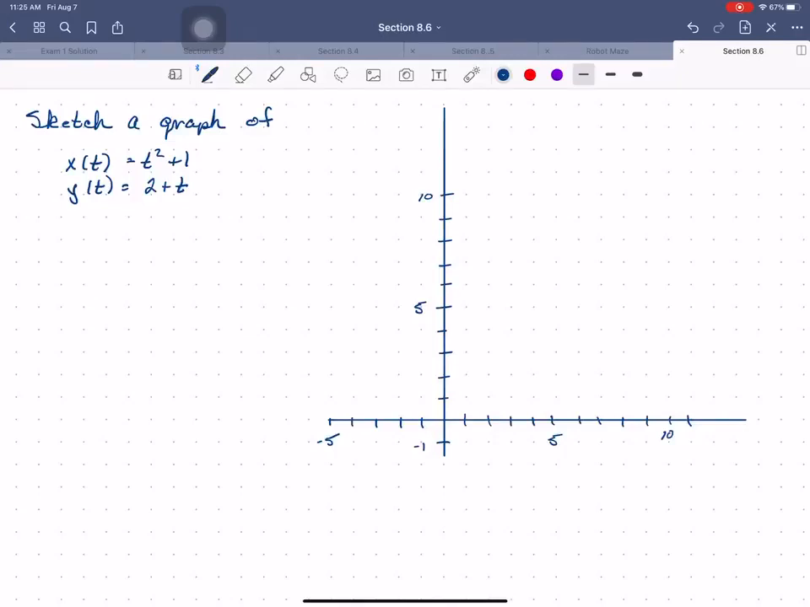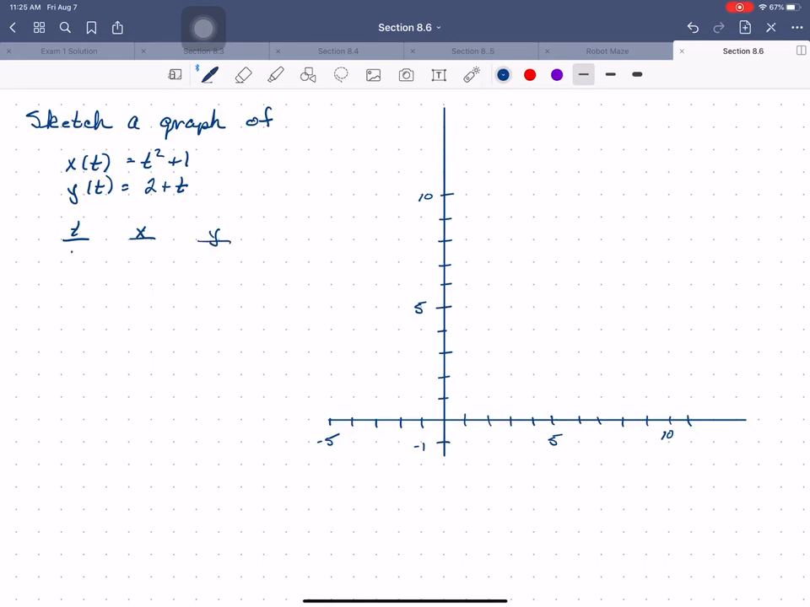Right, so we're going to continue on and do another example here. And what we're going to do in this one is we're just going to sketch the graph of this set of parametric equations. So what am I going to do? Well, I'm going to build a table because I need to know x and I need to know y. But the only way to get those is through t.